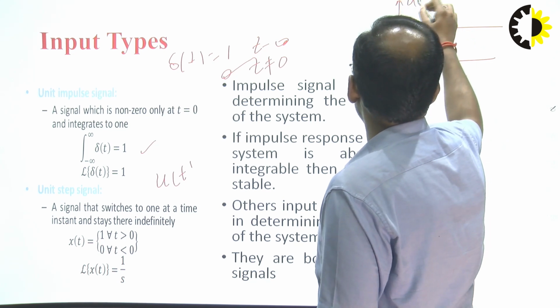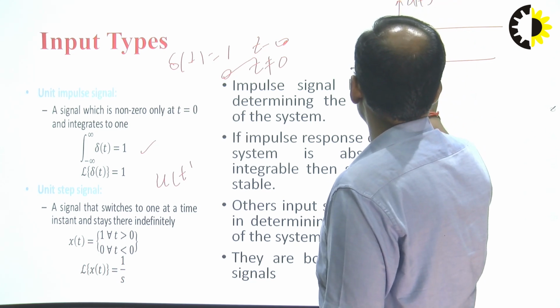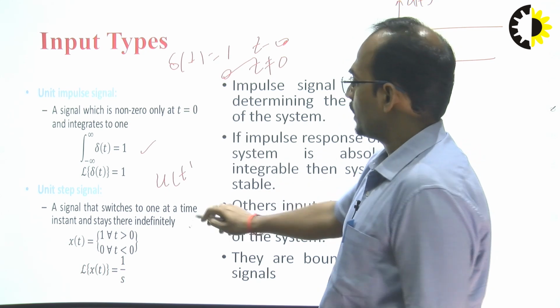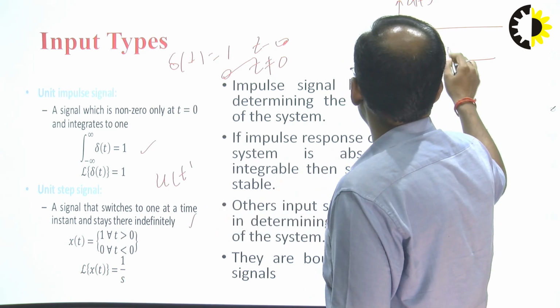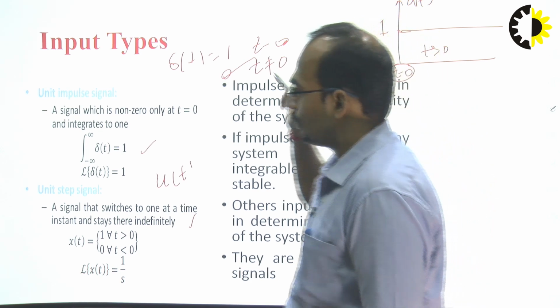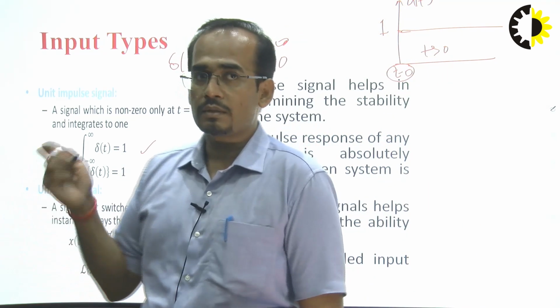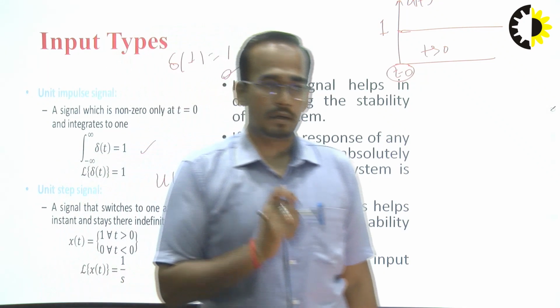Graphically, we can draw the unit step signal like this. This is a unit step signal at t equal to 0. Here it should be clear that it attains the amplitude 1 for t greater than 0. This value is not at t equal to 0. At t equal to 0 plus, the amplitude is 1.